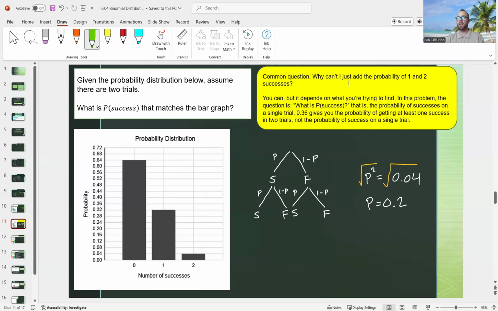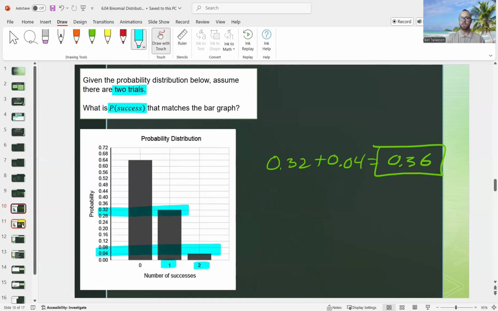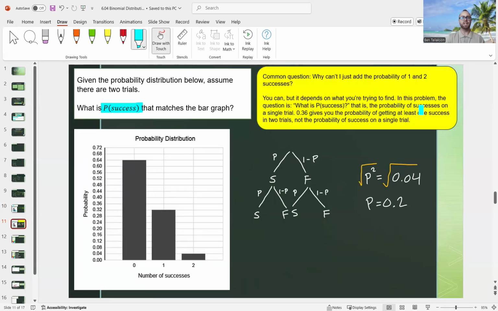Why can't I just add the probability of 1 and 2 successes like I just did? Well, you can, but it depends on what you're trying to find. In this problem, remember the question was, what is the probability of success? That is the probability of success on a single trial. 0.36, like I just said a moment ago, is the probability of getting at least one success in two trials, which is different from the probability of success on a single trial.